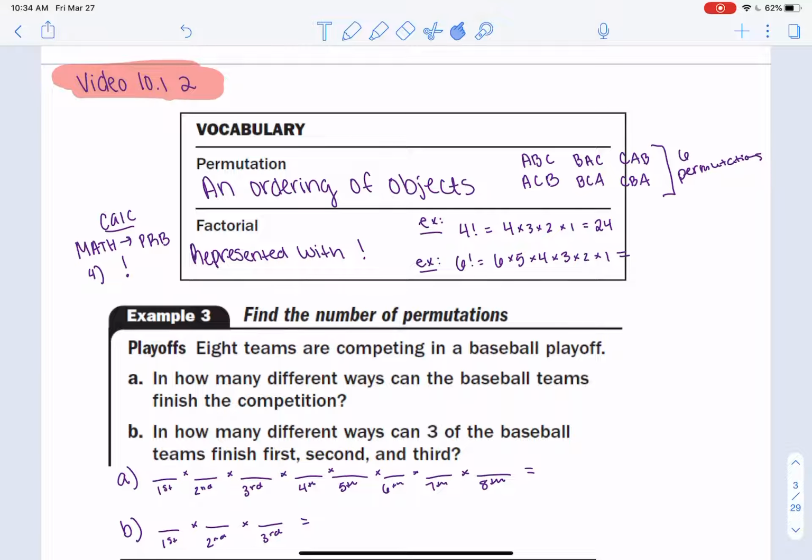Hi Algebra 2 students, welcome to the second video for Chapter 10. Today we are going to be talking about permutations and factorials while also still building on what we learned in the last video about the fundamental counting principle.